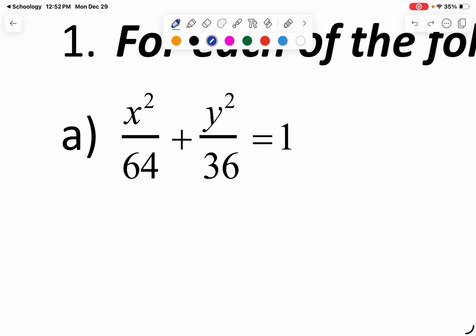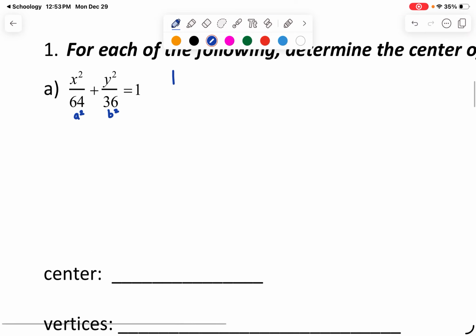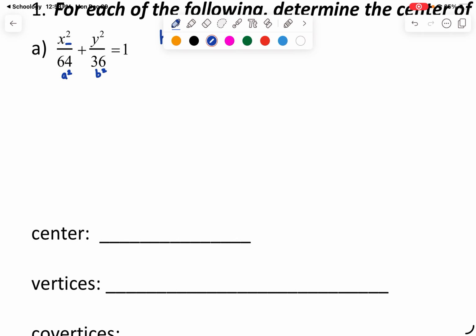Okay, so is this vertical or horizontal? So look at the denominators. This denominator is bigger, right? So that's our a squared. A squared is always the bigger number. This is b squared. And that means that this is a horizontal ellipse, okay? And I'm going to write that down because I will forget. Okay, it's horizontal. All right, so now I'm going to find the center. The center is HK. There's nothing being subtracted off of X, nothing being subtracted off of Y. So our center is 0, 0.